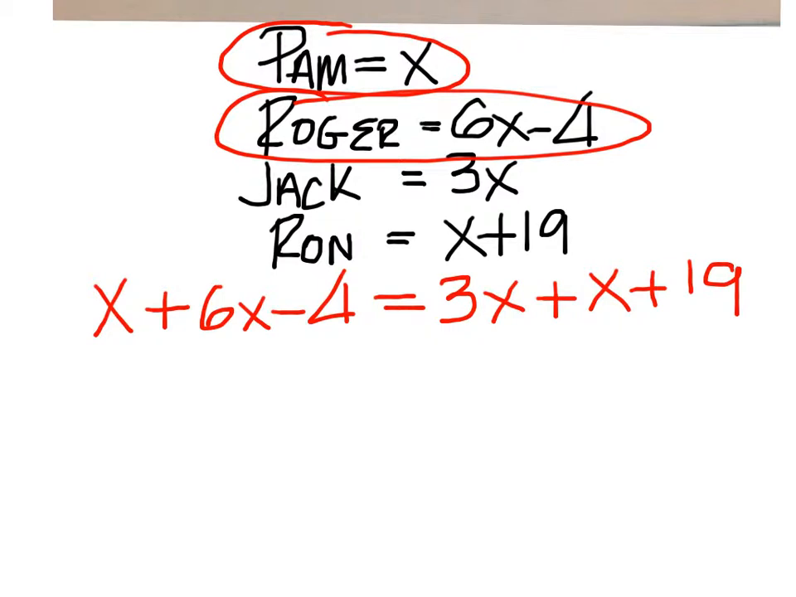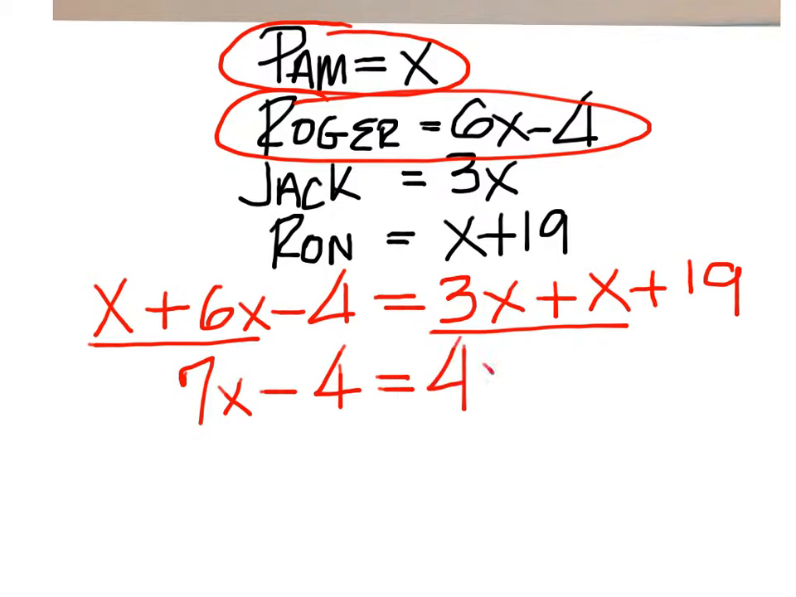On the left-hand side of this equation, how many x's do we have? You have 2 x terms. x plus 6x is what? 7x. On the right-hand side, 3x plus x is what? 4x.